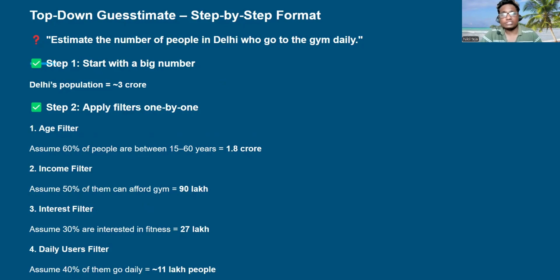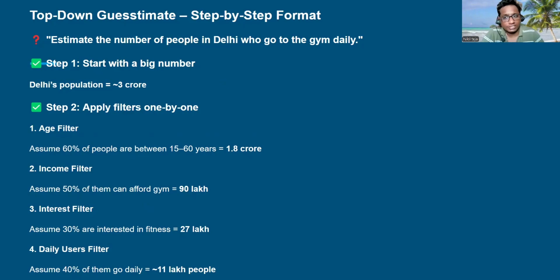So first step, as soon as you get the problem statement, the guesstimate, estimate the number of people in Delhi who go to the gym daily. The first step will be to start with the big number. As I said before, a top-down approach is nothing but starting with the big number and then drilling down to smaller numbers. So in step one, we start with the big number.